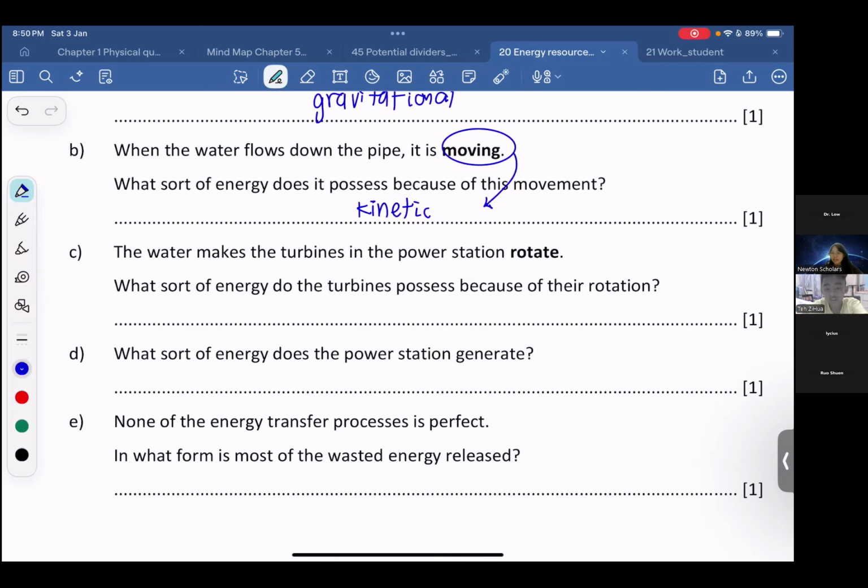Crystal, no. Rotate. Crystal, rotate. How about Angeline? Angeline, guess. Is rotate chemical? No, dear. Kinetic, yes. Rotate is moving, so this is kinetic. Okay, kinetic.